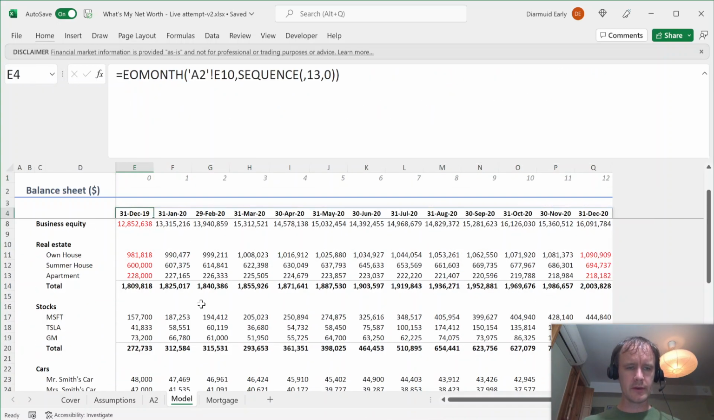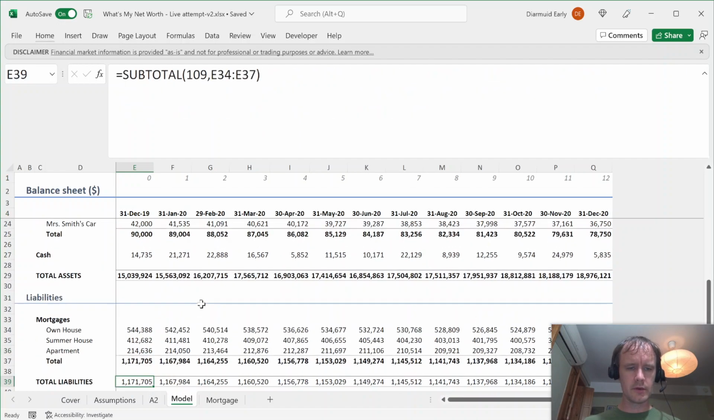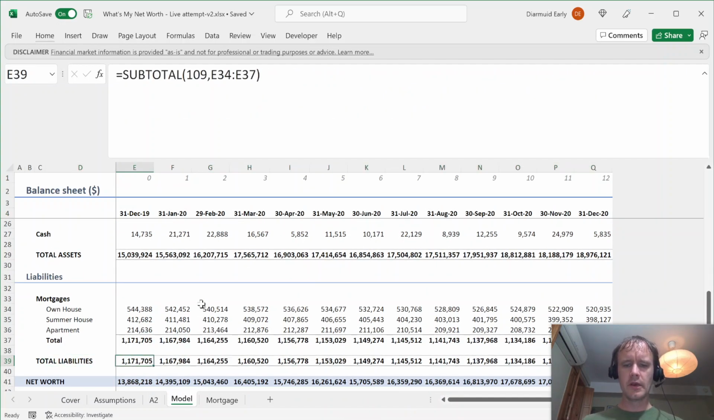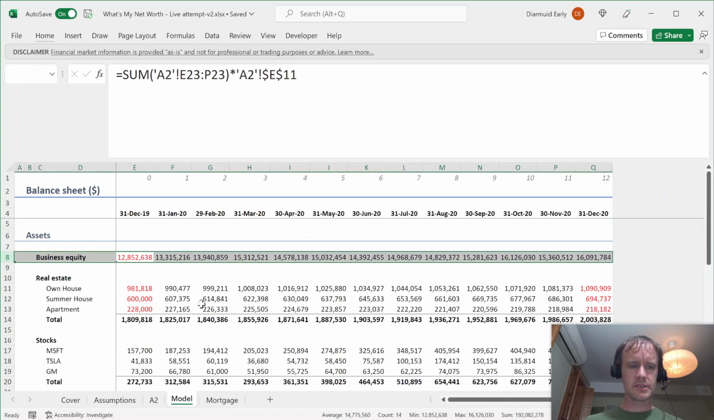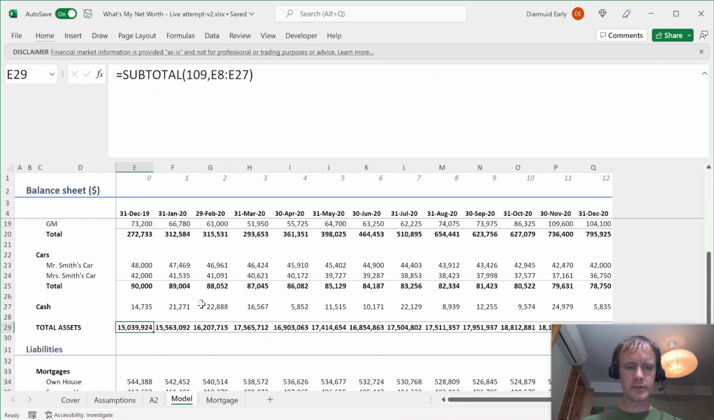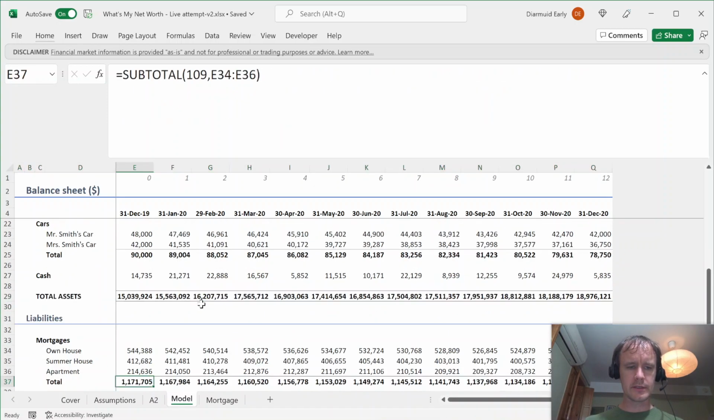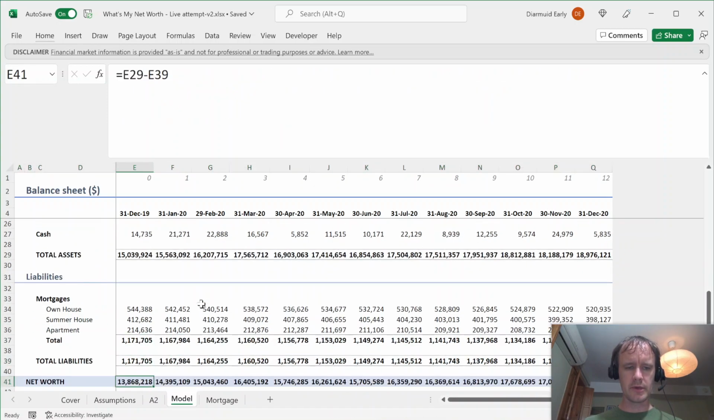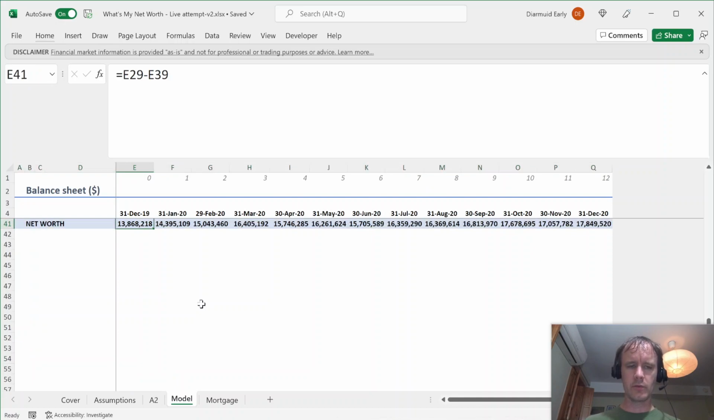So we've figured out, I don't know why that line isn't bold. I wanted that to be bold. Anyway, we figured out total business equity, total real estate, total value of stocks, total value of cars, cash, total assets, mortgage liabilities, total liabilities, and you net the two off and you get net worth.